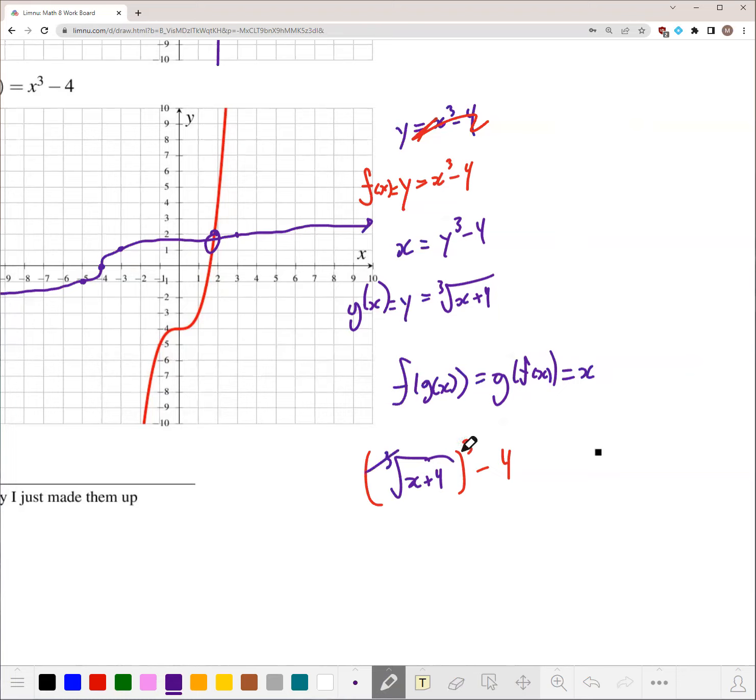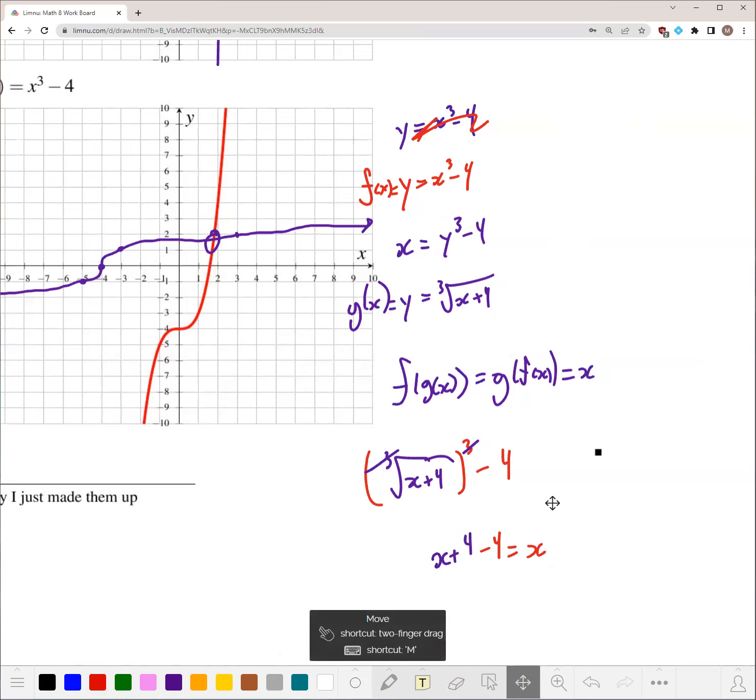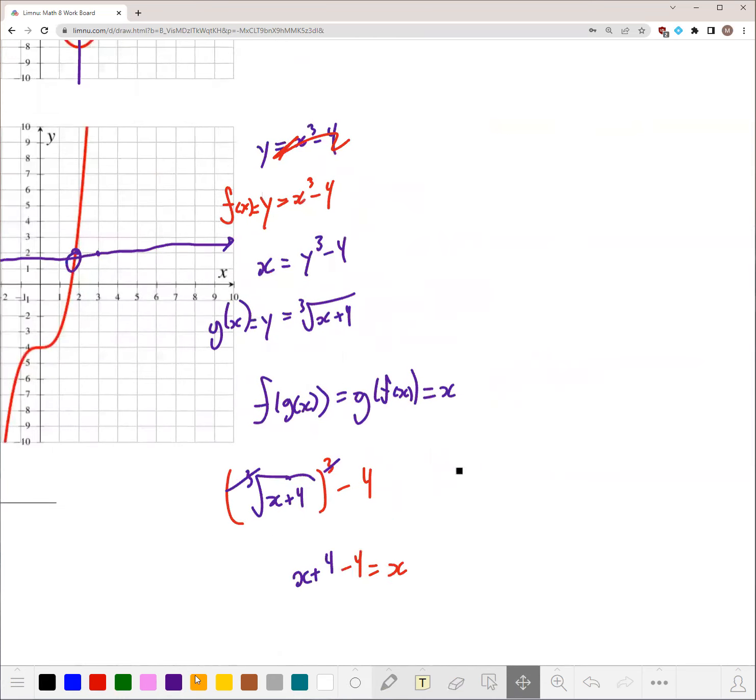These two cancel out, right? So we have x plus 4 minus 4. Positive 4 and negative 4, that's going to equal just x. Cool. So that's a good sort of dead ringer that it'll work, but we have to prove it works both ways. So here we go.